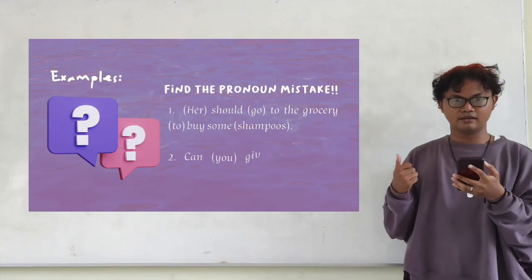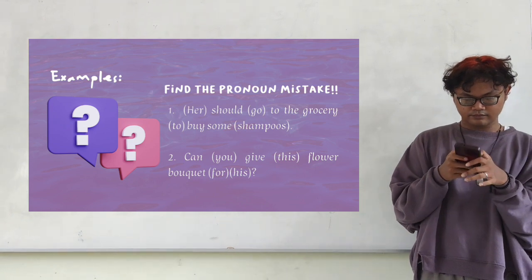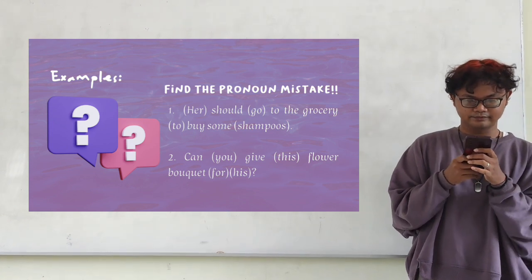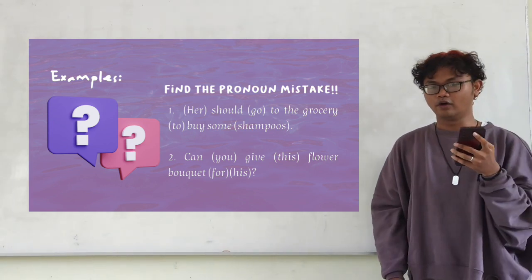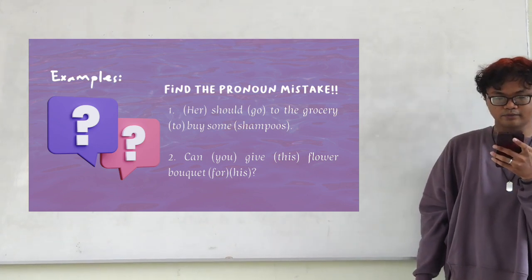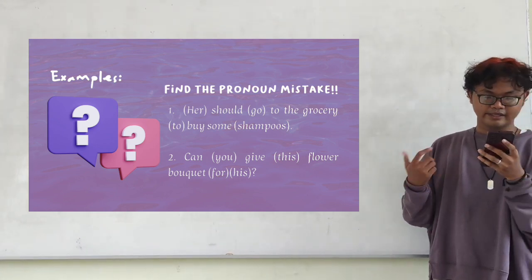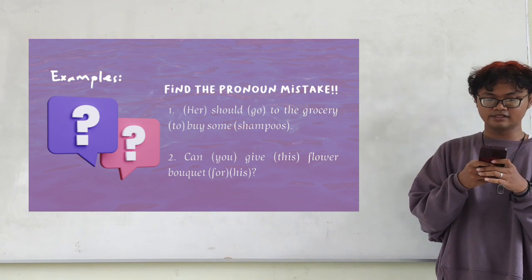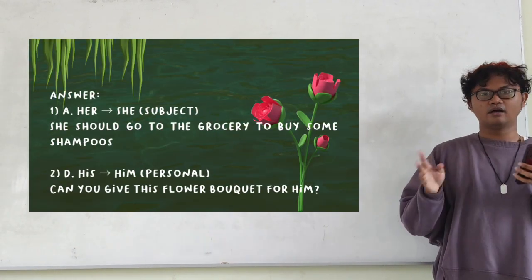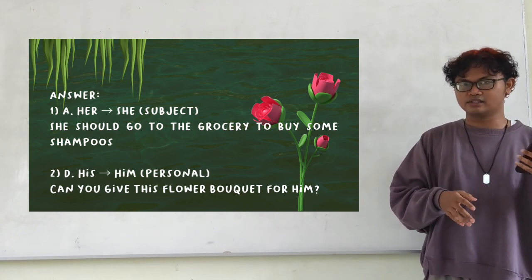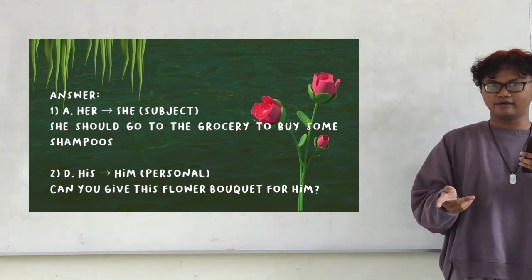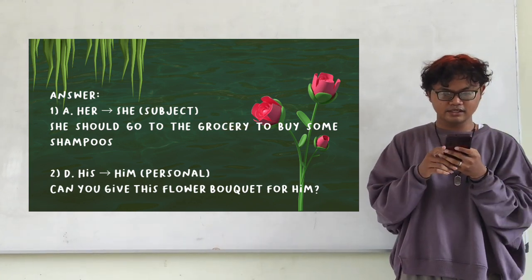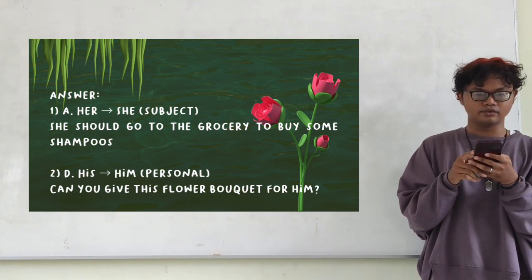Example of this material. Find the pronoun mistake. One, "Her should go to the grocery to buy some shampoos." And two, "Can you give this flower bouquet for he?" The answer to number one is A: her should be she, because her is an object and she is a subject for the sentence. The correct sentence is "She should go to the grocery to buy some shampoos."